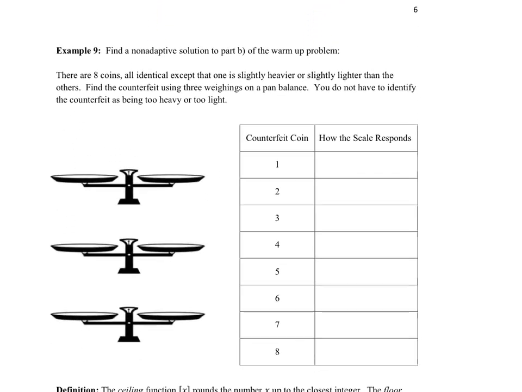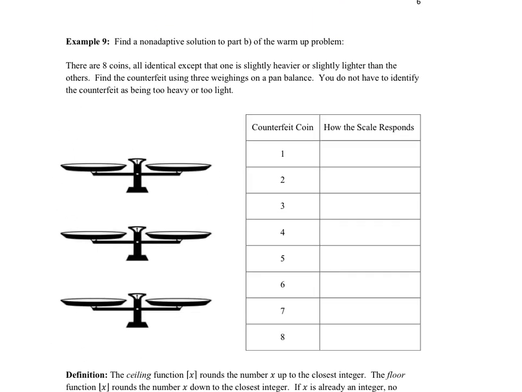Now we'll switch over to the second part of our warm-up problem. There are 8 coins. They're all identical except one is slightly heavier or slightly lighter. So in this case, we have to be a little bit more creative. We get a little bit of a problem if we just try to assign the counterfeit coin possibilities to all the responses. Let me show you what I mean.